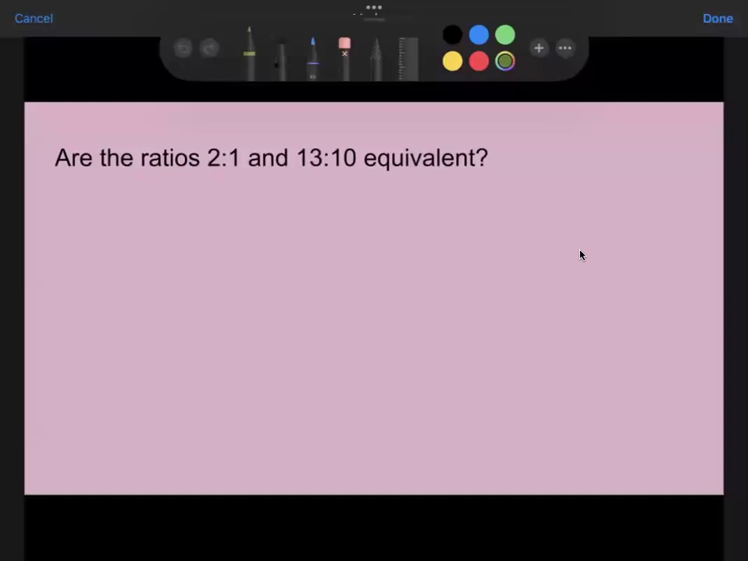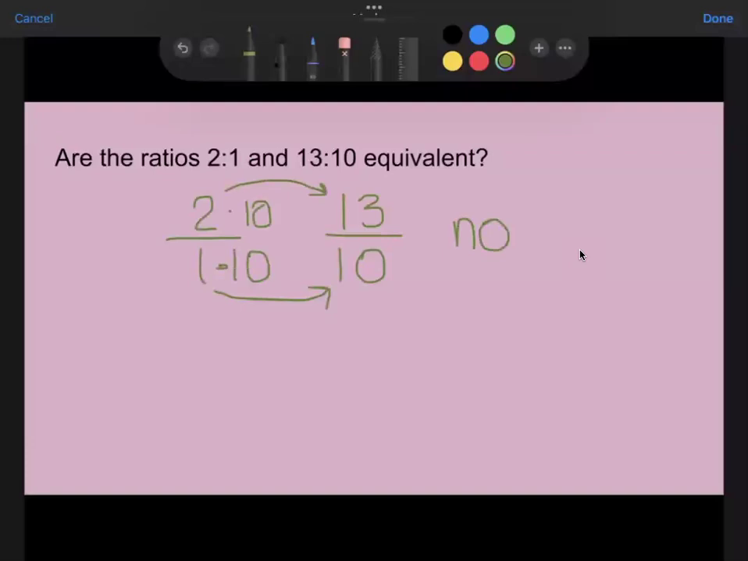Here is our next example. We're going to take the ratios 2 to 1 and 13 to 10, and we're going to try to figure out if they're equivalent. So I'm going to go ahead and rewrite them in their fraction form, 2 over 1 and 13 over 10. Well, I know if I wanted to go from 1 to 10, I would have to multiply by 10. And if I multiply by 10 up here, I'd end up with 20, not 13. So I'm leaning towards a no on this one.